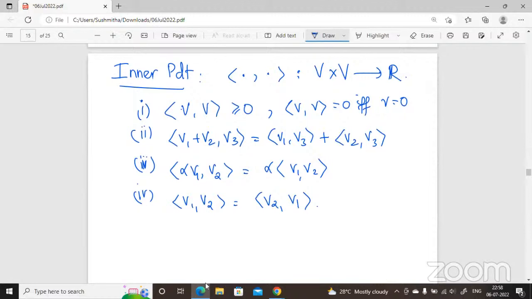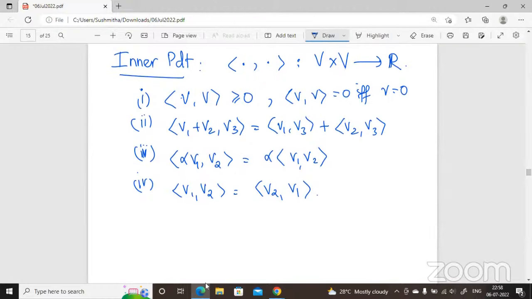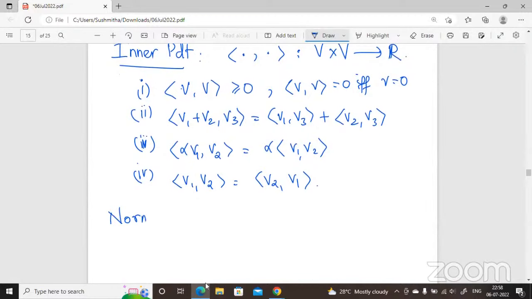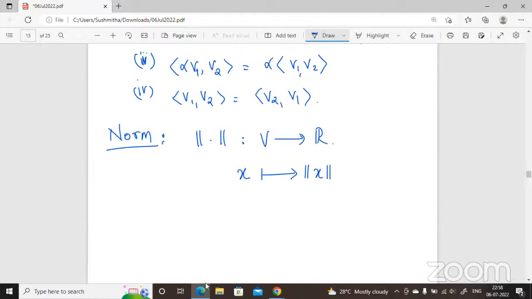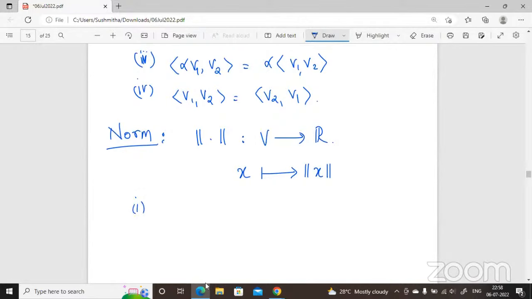We had discussed a lot of examples of inner products. Using an inner product, we then define what a norm is. The norm is a function from V to R. Given a vector, you associate it with the norm of that vector. The norm generalizes the notion of distance, or length of a vector. So it is a norm if it satisfies these properties.